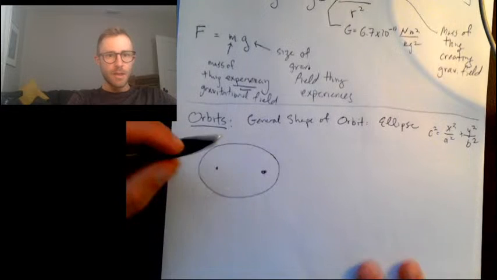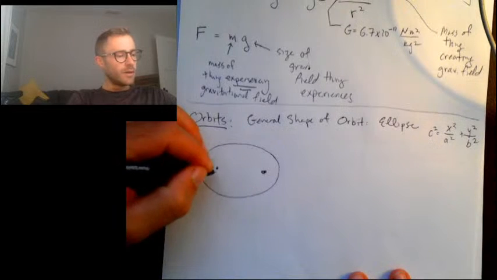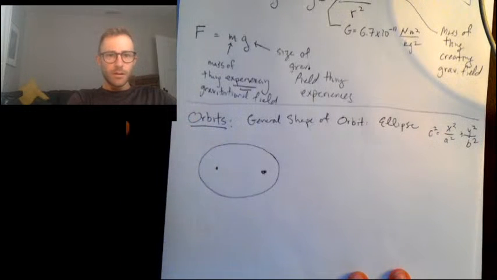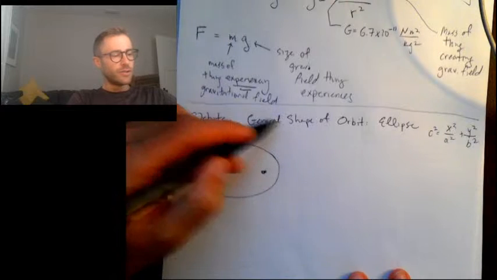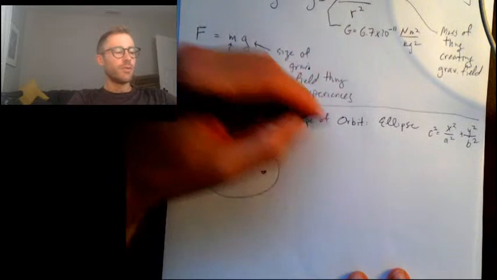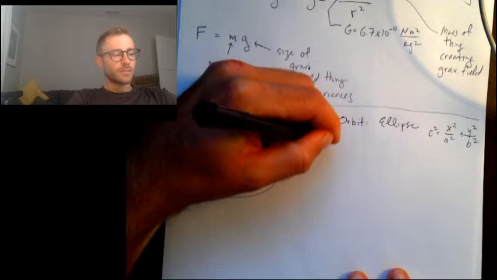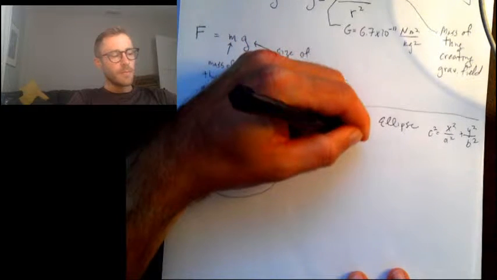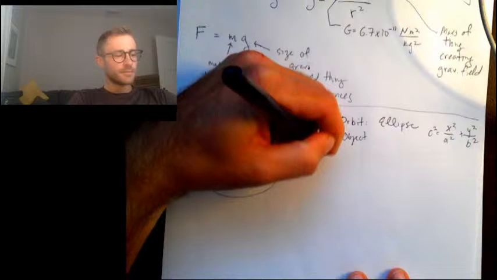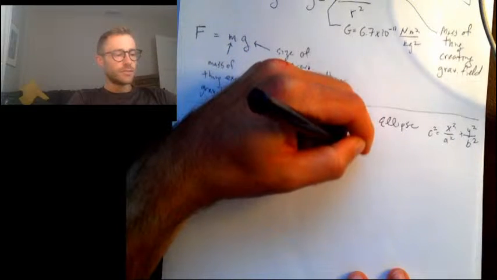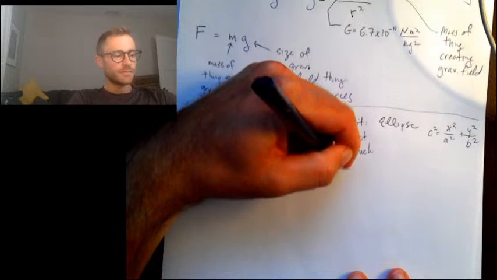All right, so we're going to consider the general shape of the orbit of a light object orbiting a much heavier object.